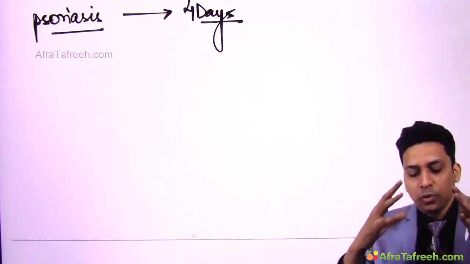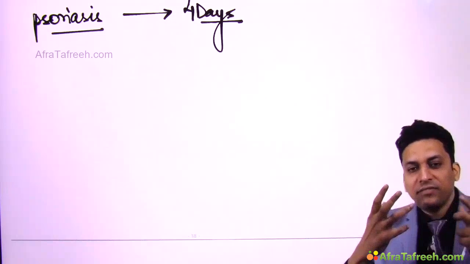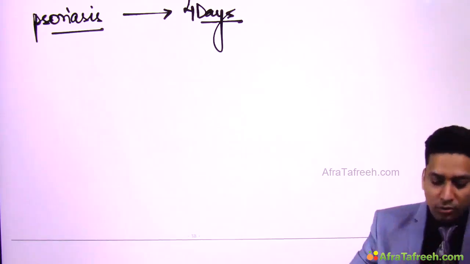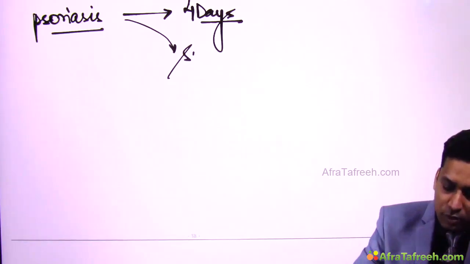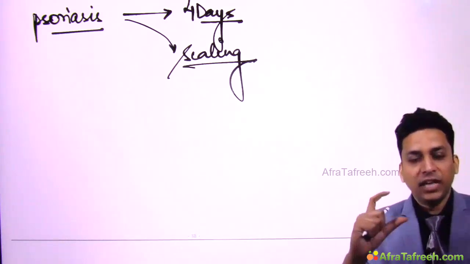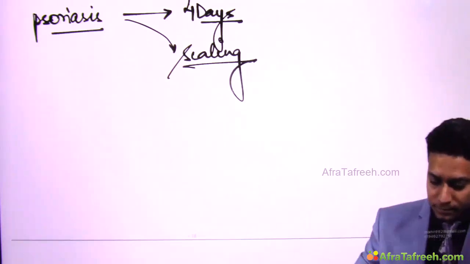The sloughing off is so quick that so many cells are sloughing off that they become visible in the form of scaling. So now you know why psoriatic lesions have so much scaling. Why? Because there is a lot of sloughing off, as epidermal turnover time is reduced.